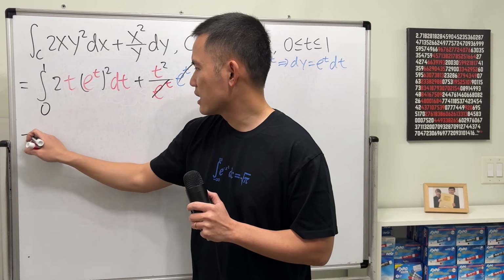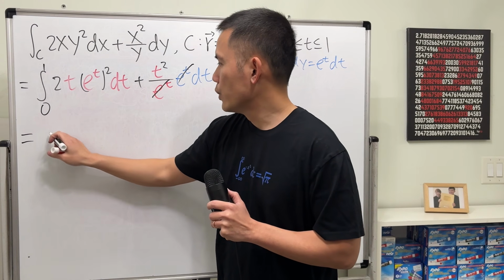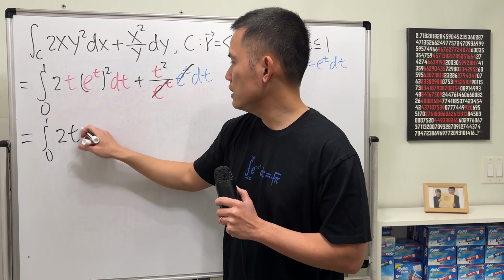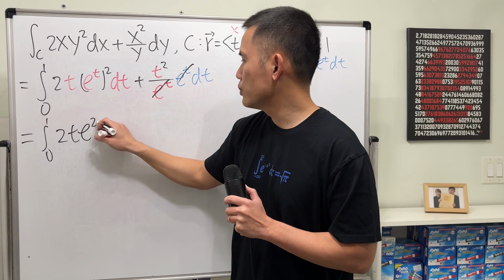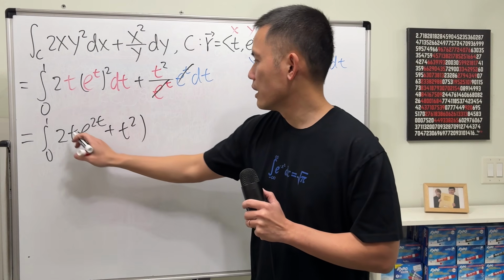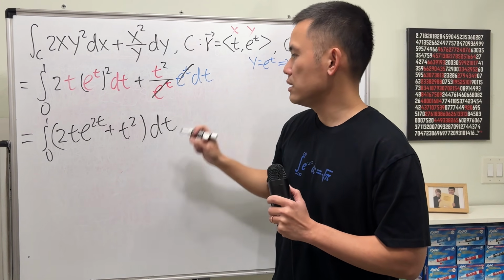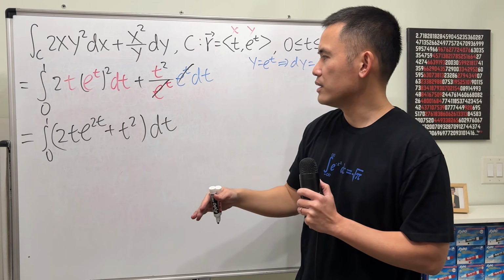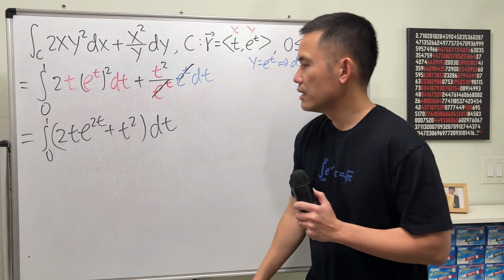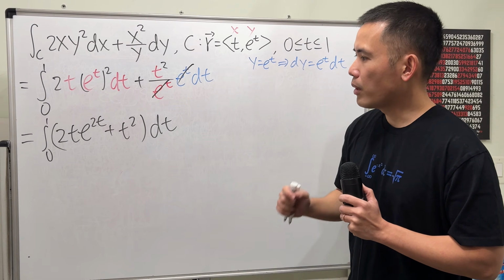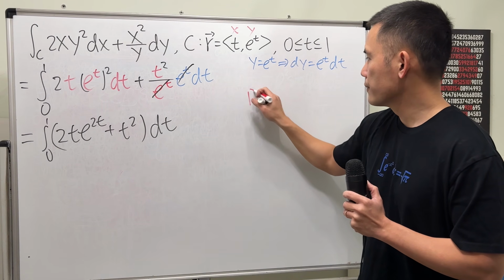And we can clean this up a little bit. We will have 2t, and they are out already, so plus t squared and dt. And of course, you can just integrate the first, integrate the second, and then work it out. That's it. For the first one, we will have to use integration by parts. So let's do it real quick.